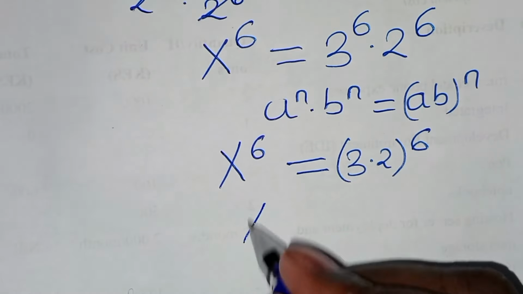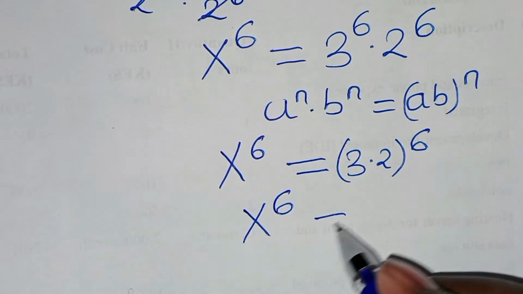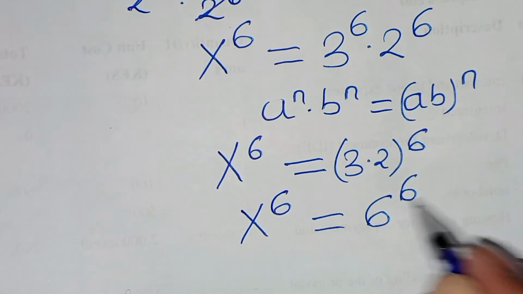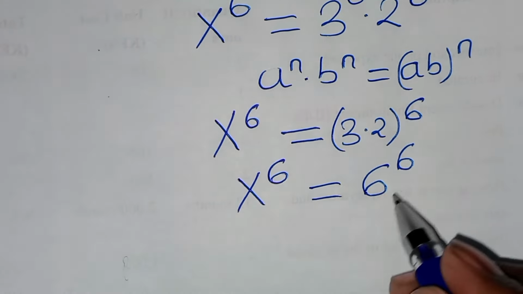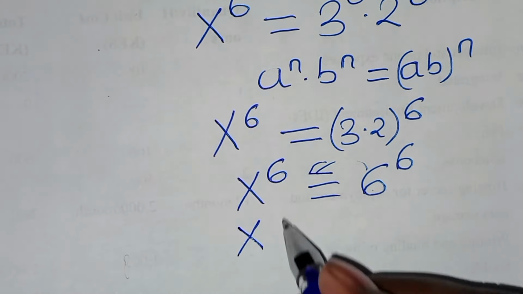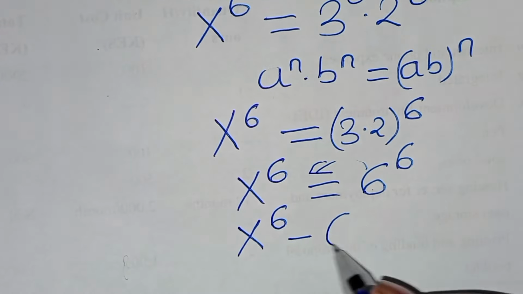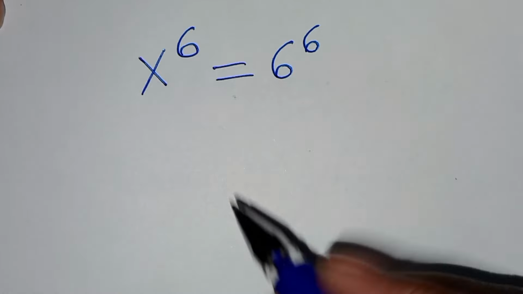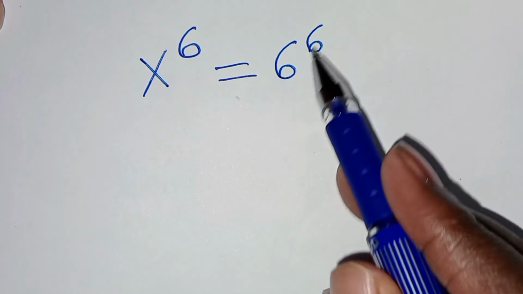So here we have x to power 6 equal to 3 times 2, which is 6, so 6 to power 6. Let's take 6 to power 6 to the left-hand side so that we have x to power 6 minus 6 to power 6. This is equal to 0. So we have x to power 6 is equal to 6 to power 6.